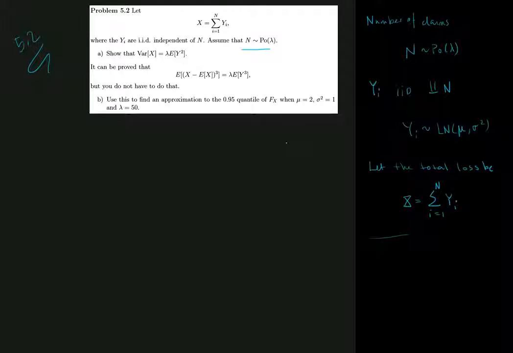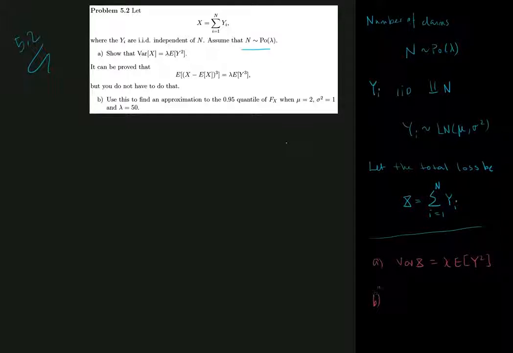Now we're asked to find two things. So the first thing we're asked to do is to show that the variance of x, so the variance of this thing here, can be calculated as lambda multiplied by the second moment of y. So that's a thing that's always pretty interesting for us. It's to be able to say something about the distribution of the compound variable in terms of the distributions of the things that it is comprised of. So that was the first thing we're asked to do.